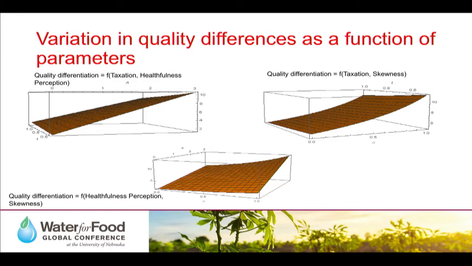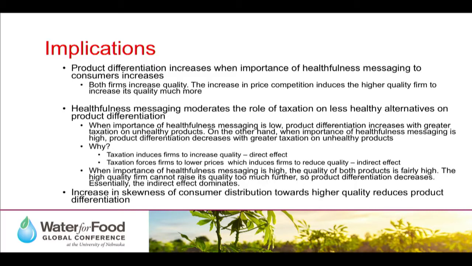One is that when we think about these kind of markets, product differentiation actually increases as the importance of healthful messaging becomes relevant to consumers. One way of looking at it is that when healthful messaging is important, both firms improve quality, but the higher quality firm improves quality to a greater extent. And so there is a polarization effect whereby product differentiation is higher. We also see that there is a moderating role of healthfulness messaging on taxation.